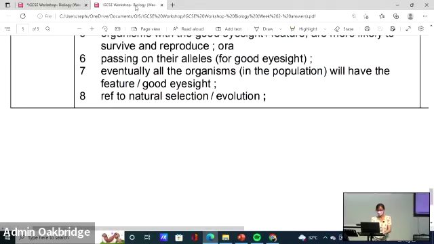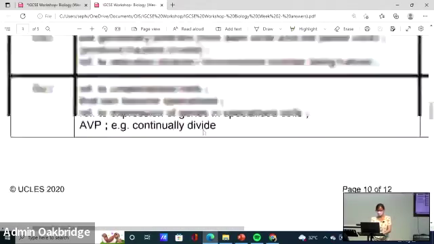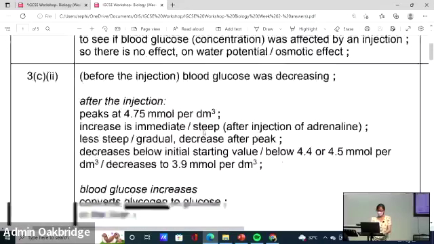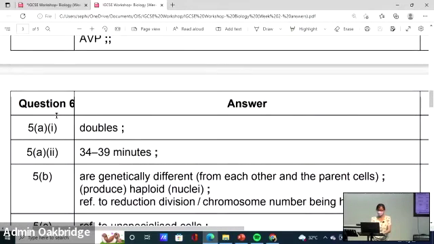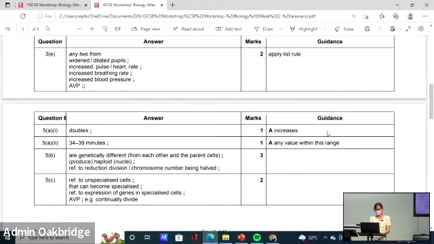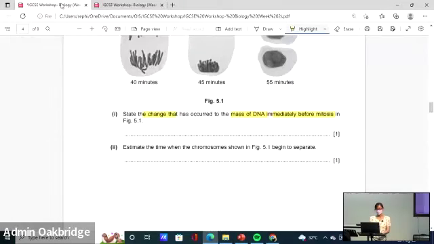State the change. Okay, the answer is doubles. So you can only say doubles and you get 1 mark. If you say something else, they don't accept it. Or it becomes twice, increases can be accepted. Okay. If someone says no change, sorry, wrong.